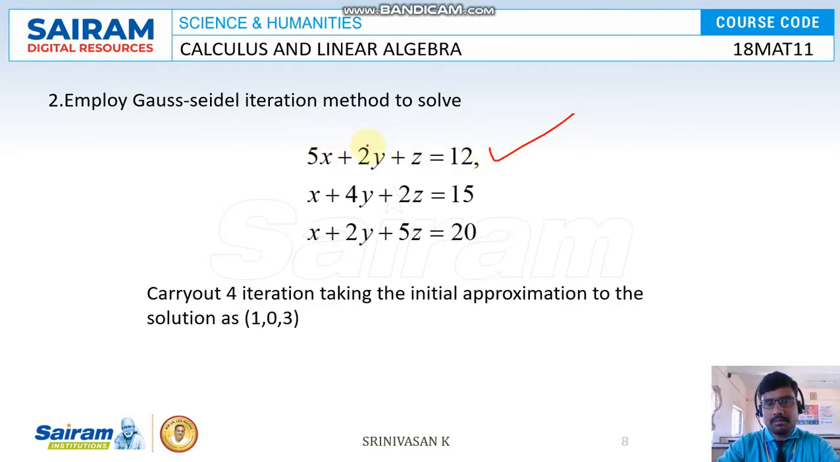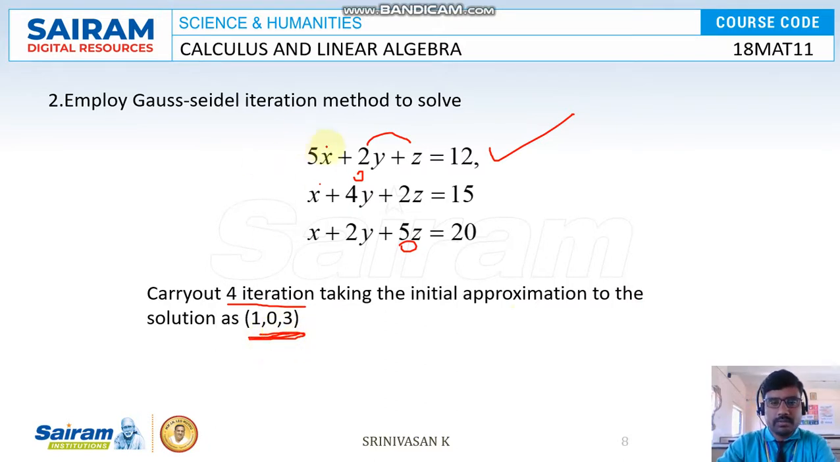5 is greater than 2 and 1, and 4 is greater than 1 plus 2, which is 3, and 5 is greater than. Okay. So carry out 4 iterations taking the initial approximation to the solution. So this is the initial condition, directly given. We use this initial condition.